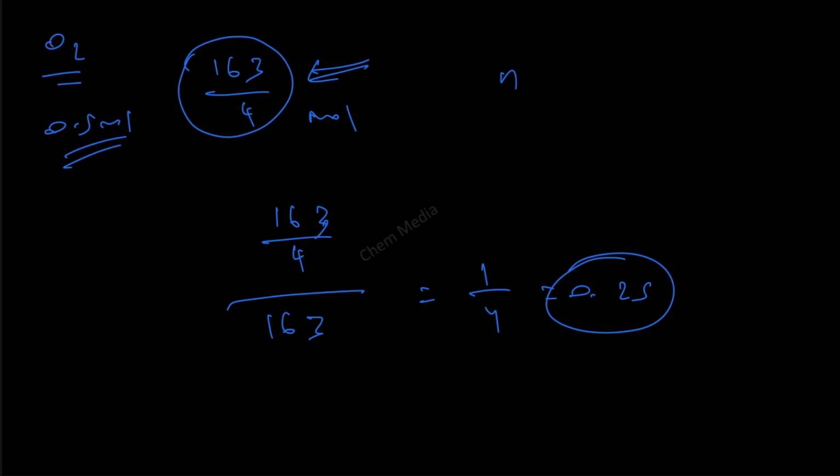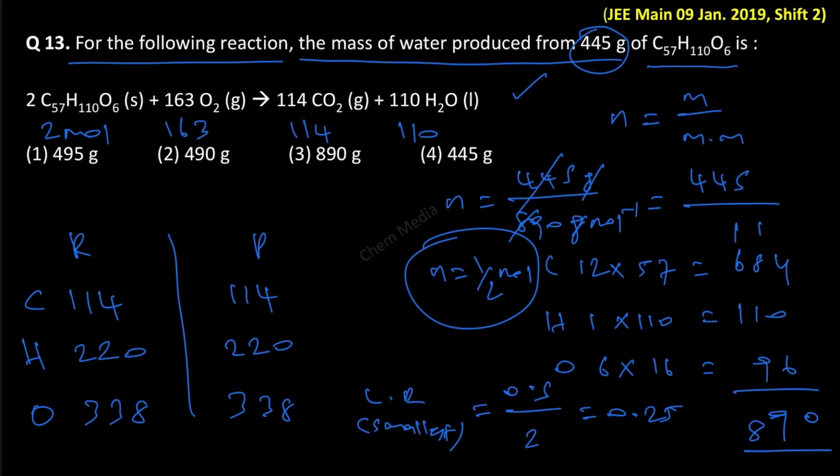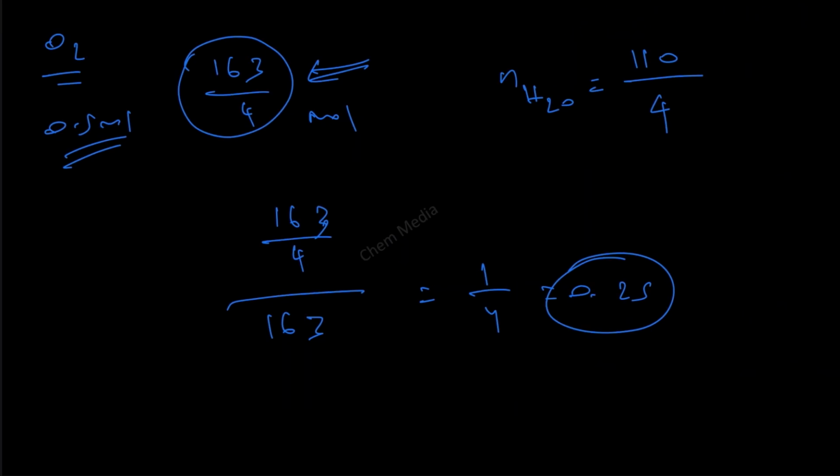So, this means number of moles of water is equal to simply 110 divided by 4, because when we have 2 moles, we are getting 110 moles of water. If we have 1 mole of the compound, then how much will we get? 110 divided by 2, isn't it? Now we have half a mole. So, therefore, 110 divided by 4. That's what I did here. And that would be equal to 55 by 2 moles.